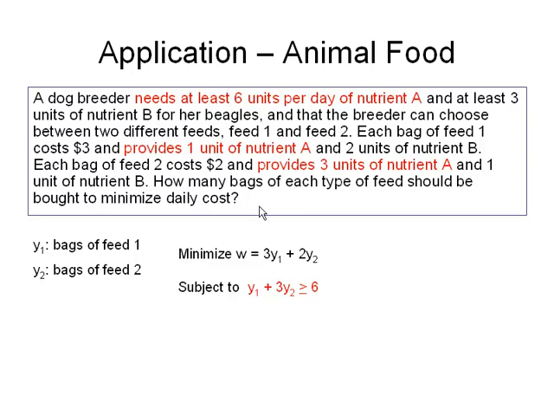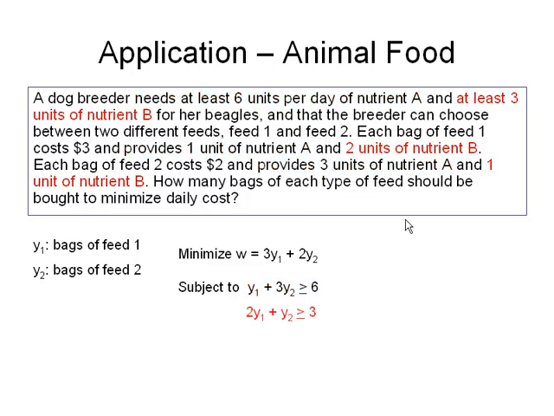If feed 1 provided 1 unit in one bag, then Y1 bags will provide Y1 units. If one bag of feed 2 provided 3 units of nutrient A, then Y2 bags will provide 3 times Y2. So the total amount of nutrient A is given on the left-hand side, and that needs to be greater than or equal to 6.